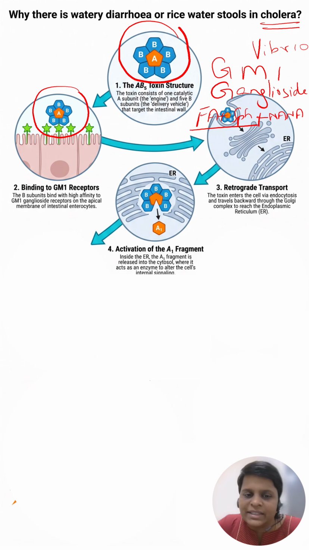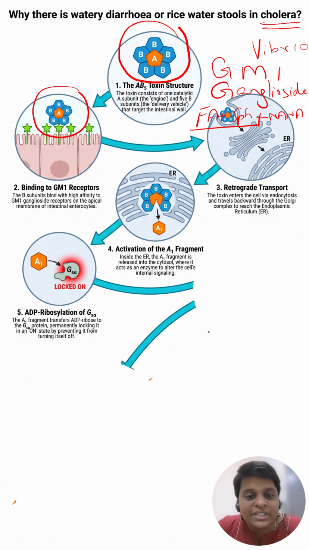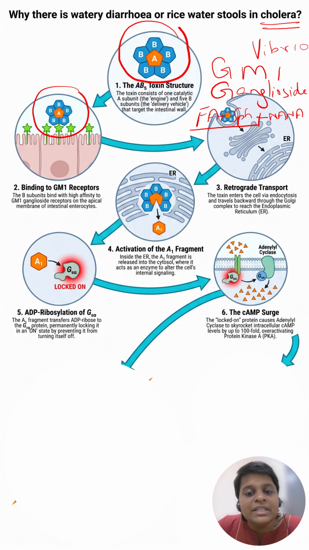So after that, this A fragment gets activated, and A fragment has catalytic activity. What is the catalytic activity or enzymatic activity? ADP ribosyl transferase activity. Where does it do the ADP ribosylation? In a protein called Gs alpha protein. Now once this ADP ribosylation of Gs alpha protein happens, this will lead to activation of adenylyl cyclase, and that will activate or increase the levels of cyclic AMP.